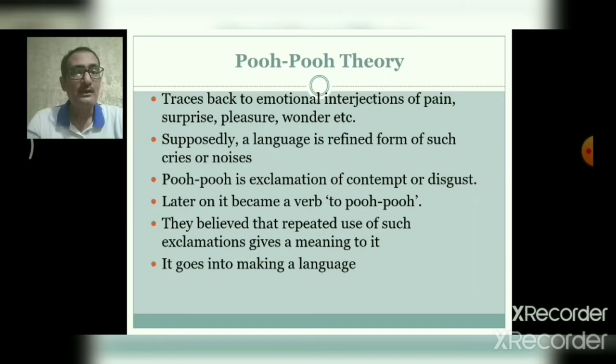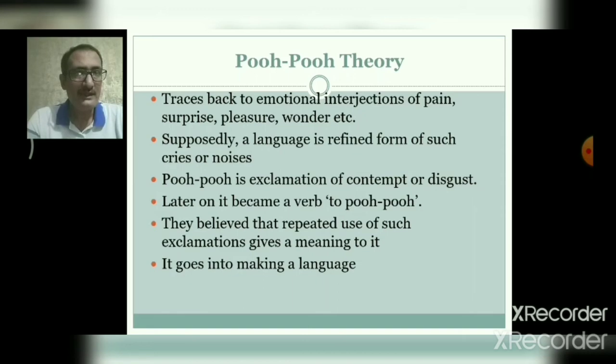Sometimes, in order to express disgust or contempt, we blow out a gust of air, and at that time the sound that comes out of our mouth is poo. Now this poo is an exclamation of contempt or disgust. Now as per these scholars, this habit of interjections could be developed into a language, into a refined form of language.